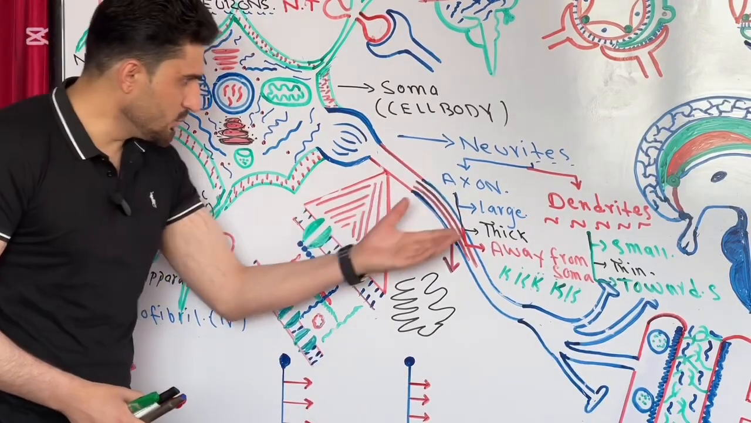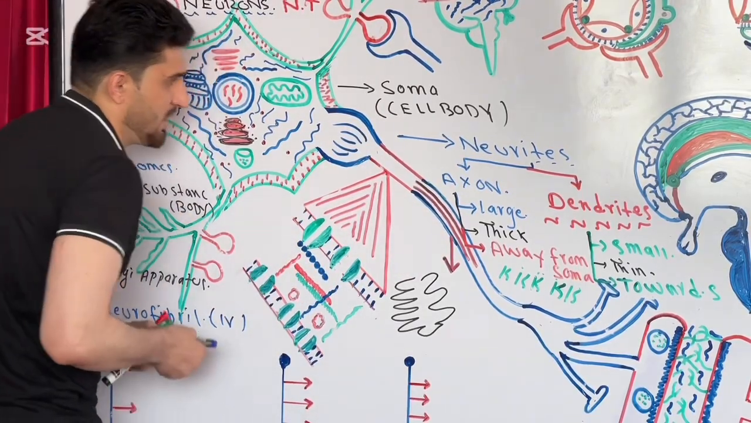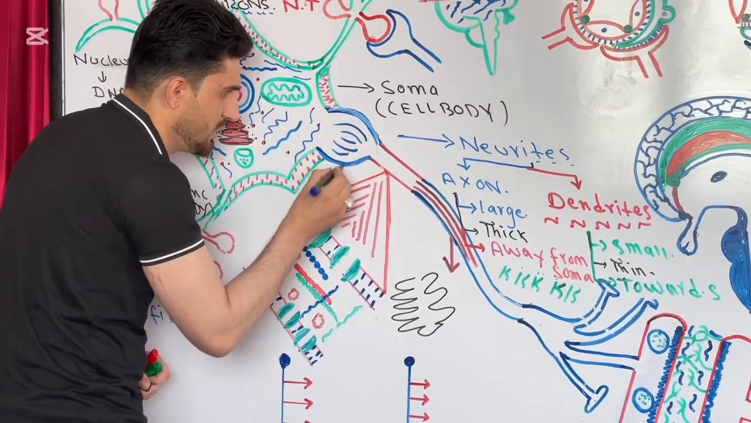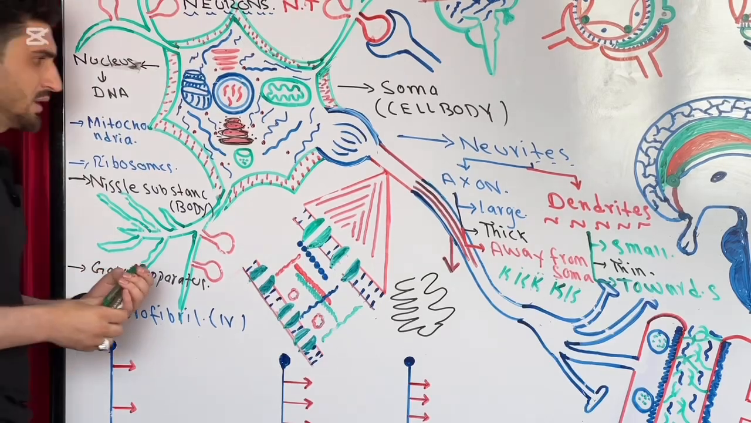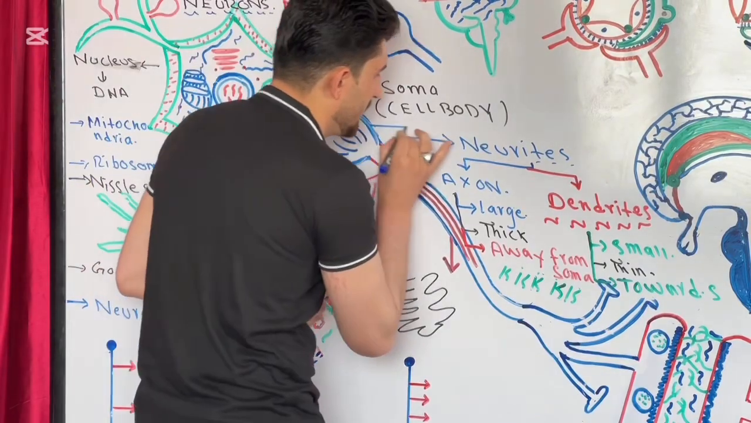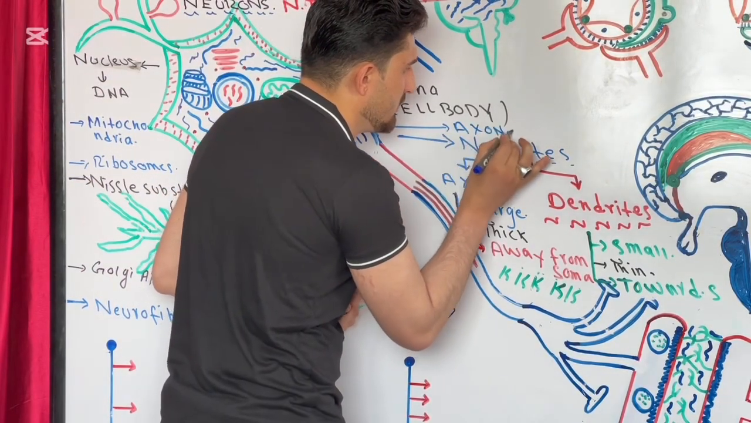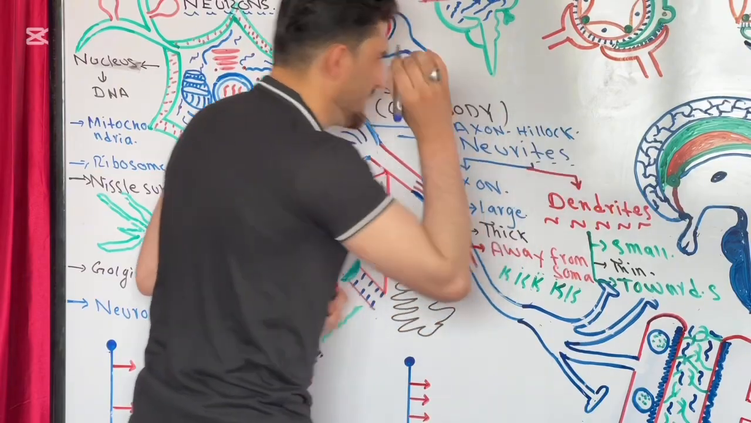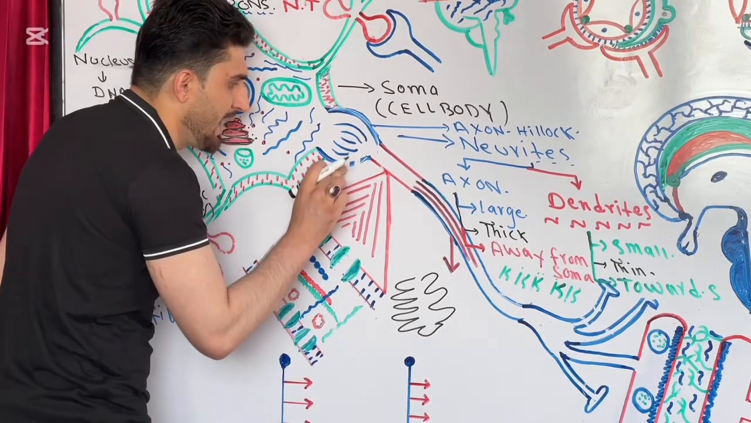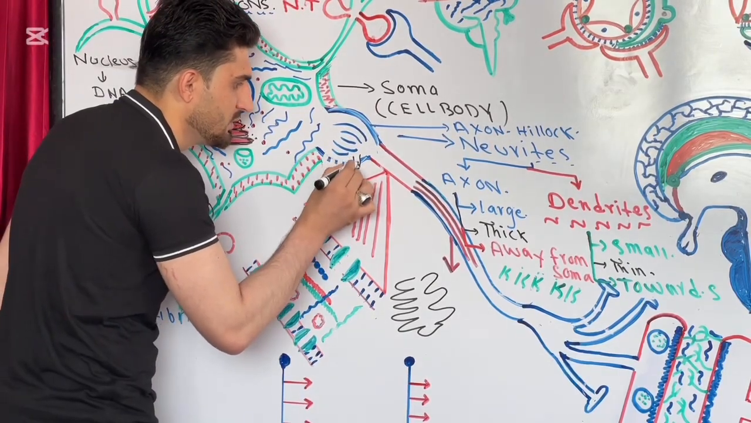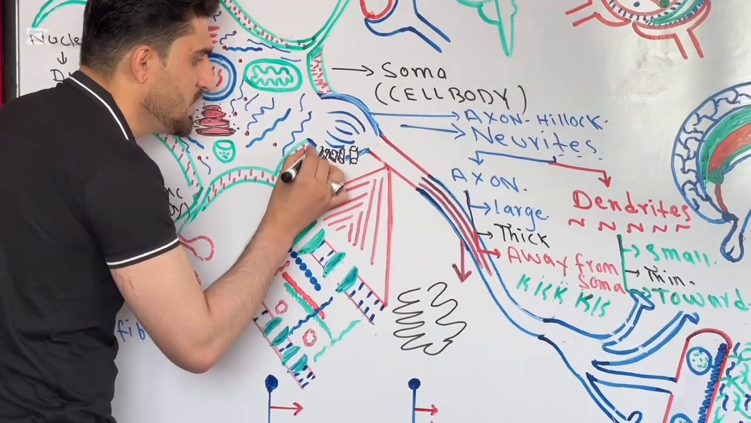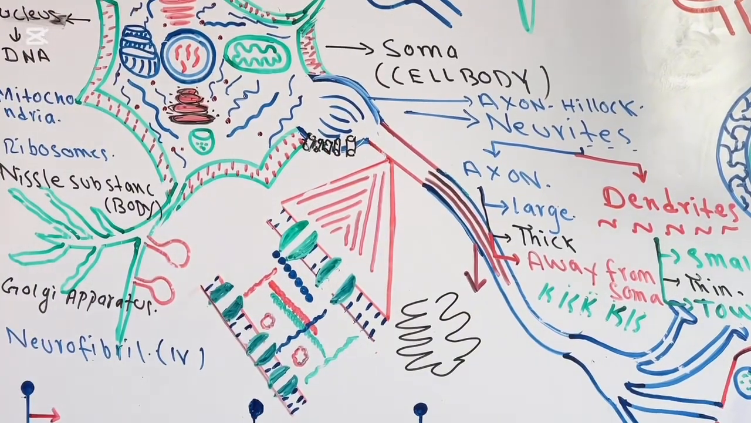Now let me talk more about the axon. This start part of the axon, this conical part of the axon, is called the axon hillock. In the axon hillock we have thousands and thousands of different types of voltage gated channels that have a role in depolarization and repolarization of the cells.